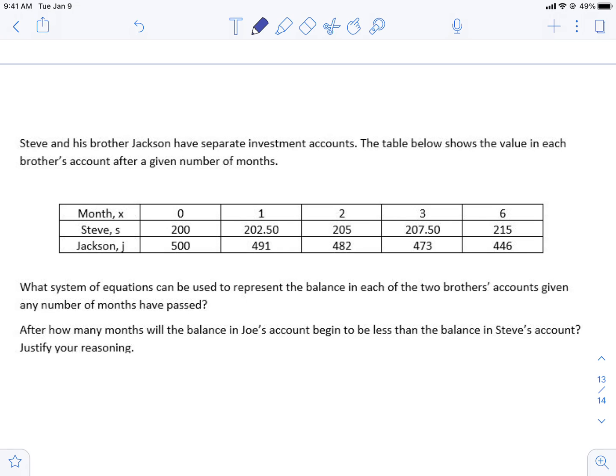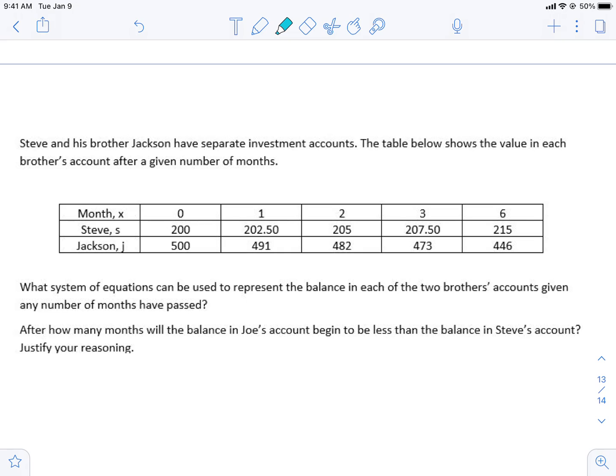So it says, Steve and his brother Jackson have separate investment accounts. The table below shows the value of each brother's account after a given number of months. So we have the months on top, Steve is second, and Jackson is the third row. So the first question, what system of equations can be used to represent the balance in each of the two brothers' accounts given any number of months have passed?